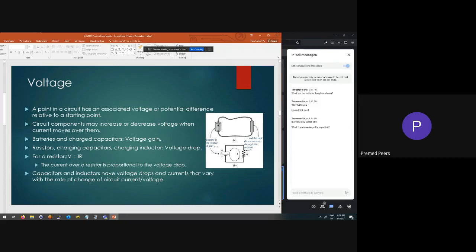And this equation, which hopefully a lot of you are already familiar with, V equals IR, is telling you the voltage drop across a resistor: current times resistance. So we can also phrase it as the current over a resistor is proportional to the voltage drop. And the constant of proportionality is this resistance.